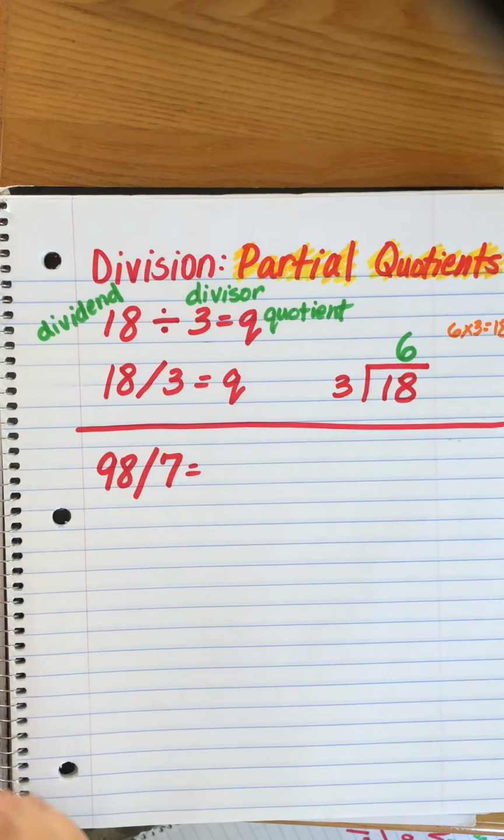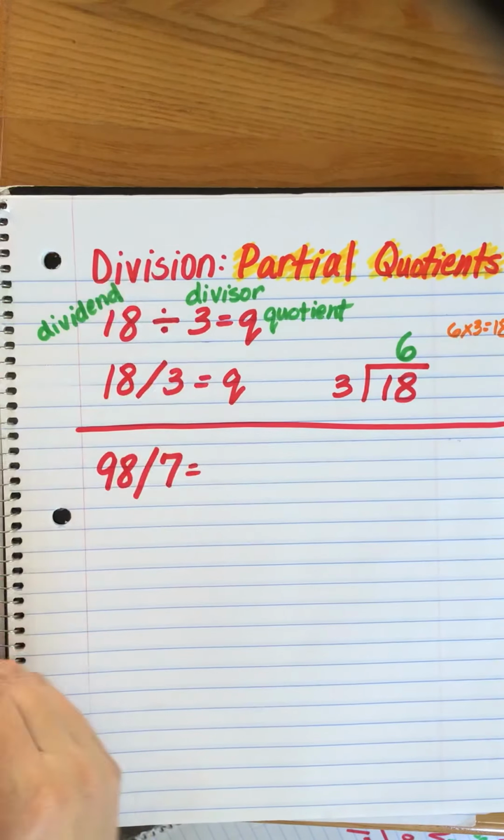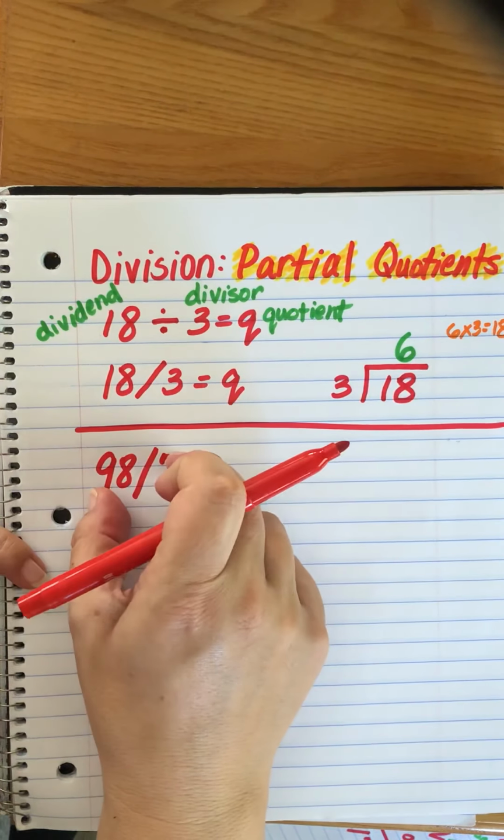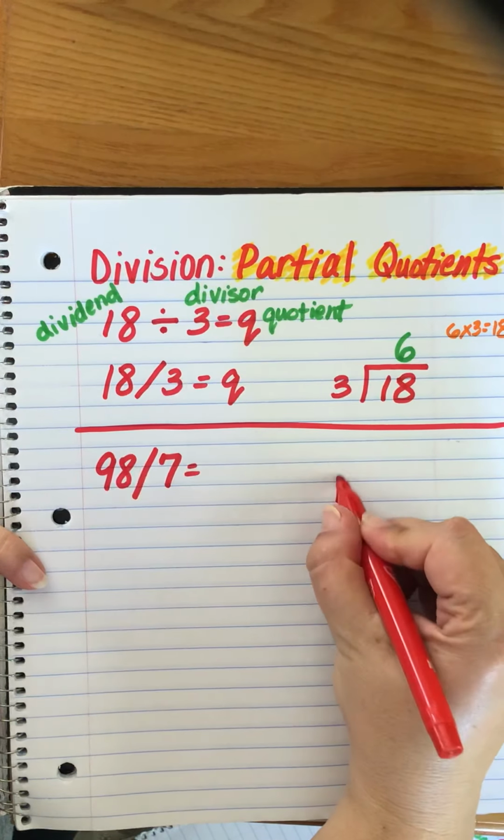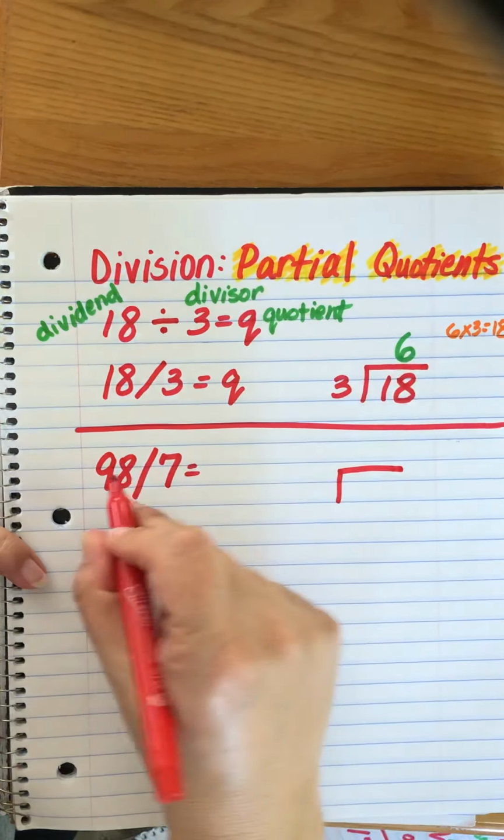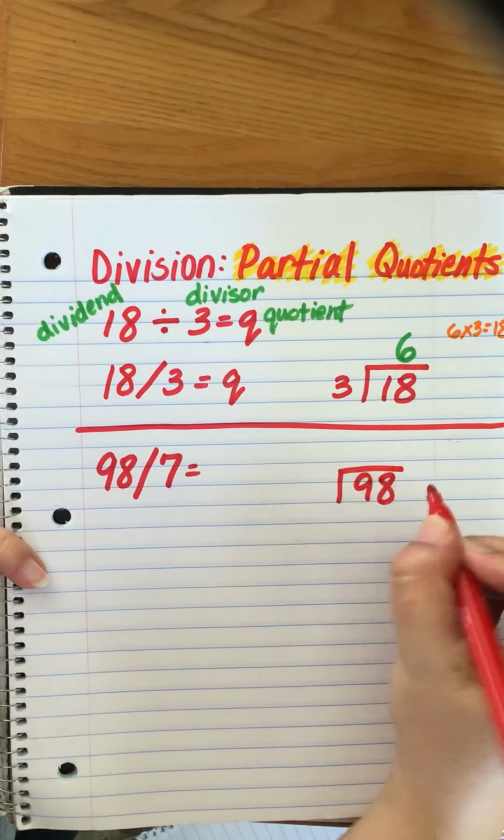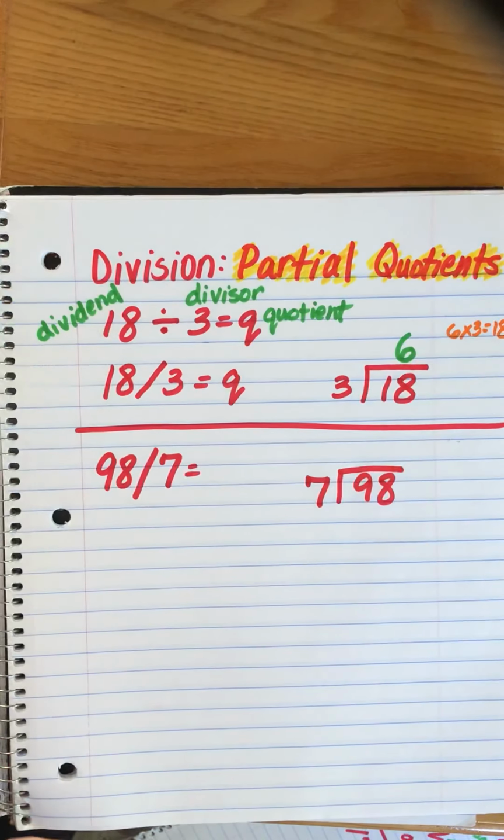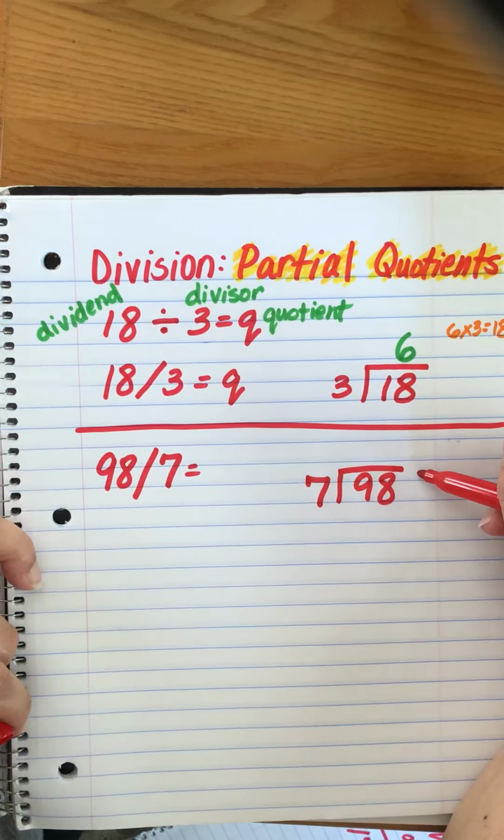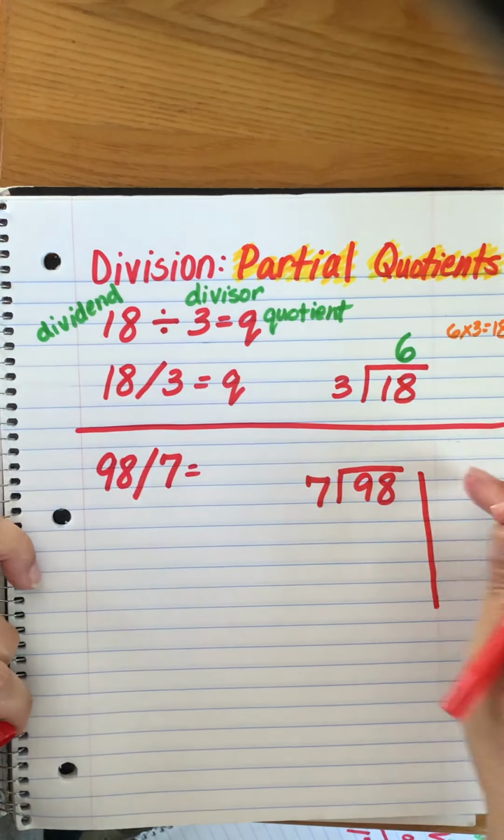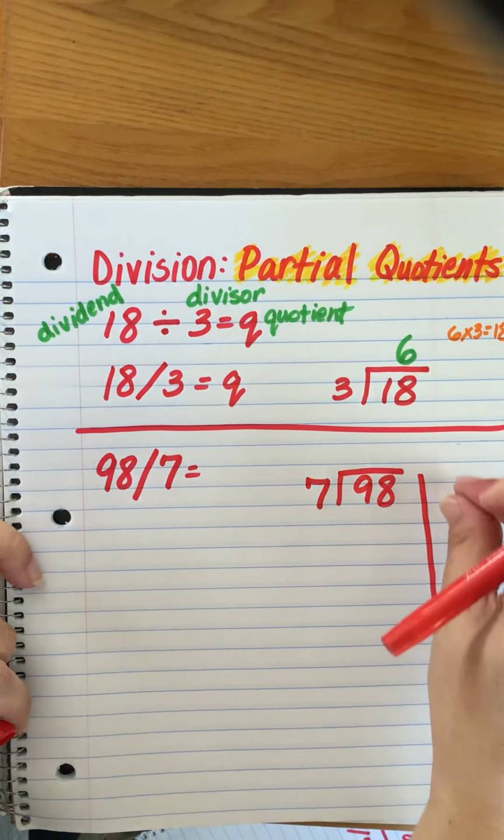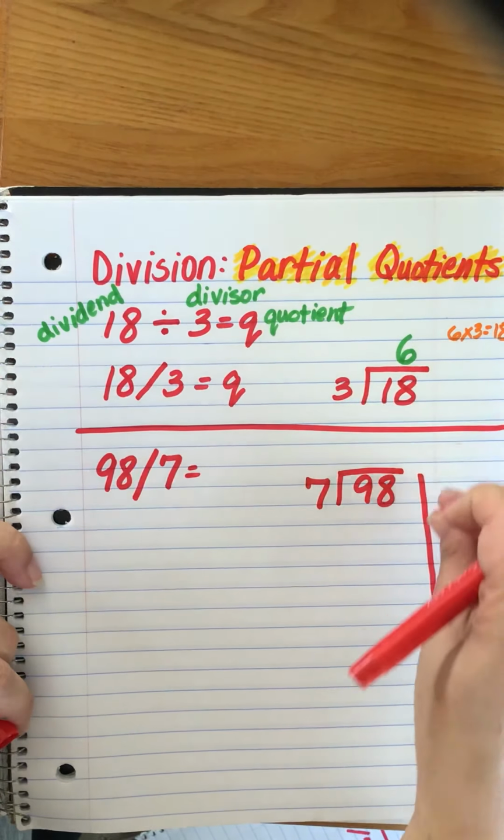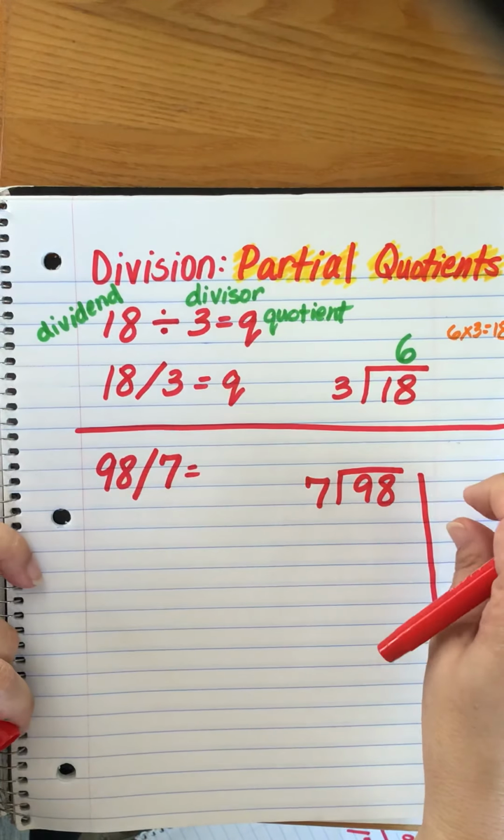So I'm going to show you today a more efficient way to solve a number problem like this. Okay, so here I'm going to use my division box and put the dividend in there, 98, and the divisor on the outside. So here we go. Before I start, I'm going to draw a little wall here because this is where my answers, my quotients, are going to go, because remember I'm taking it apart. I'm doing it a part at a time.